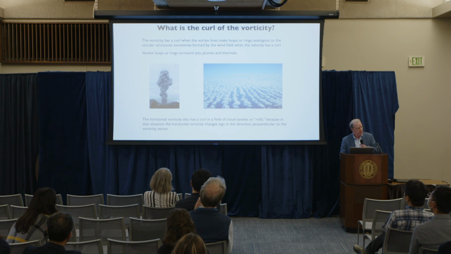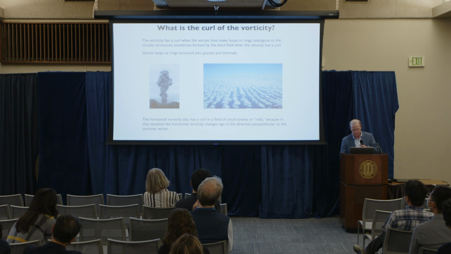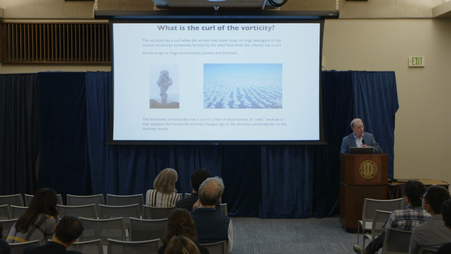Here's another way. These are cloud streets. So the air is going up where you see the cloud, and it's going down in between the clouds. So the horizontal vorticity is like that, and it's changing in this direction. The horizontal vorticity vector is pointing either that way or that way, and it's changing in the direction perpendicular to its own direction. So it has a curl.